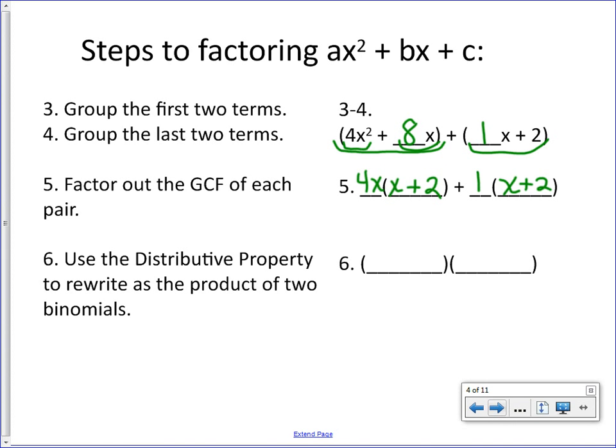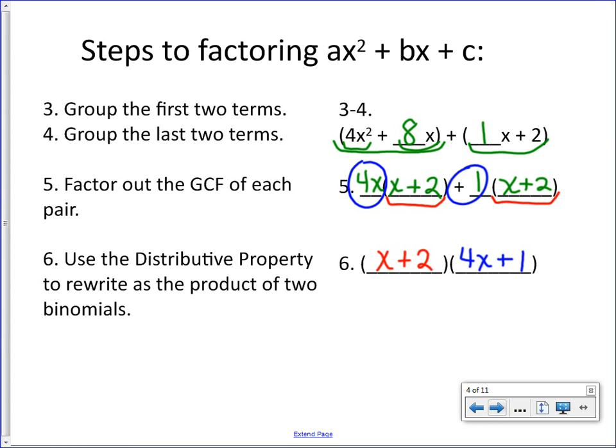And basically what we're doing is we are factoring out the greatest common factor in each pair. Well, notice we have x plus 2 as a factor and x plus 2 as a factor. So we're going to factor out that x plus 2. Everything else that you see, once we factored that out, the 4x and the plus 1 become our other factor.